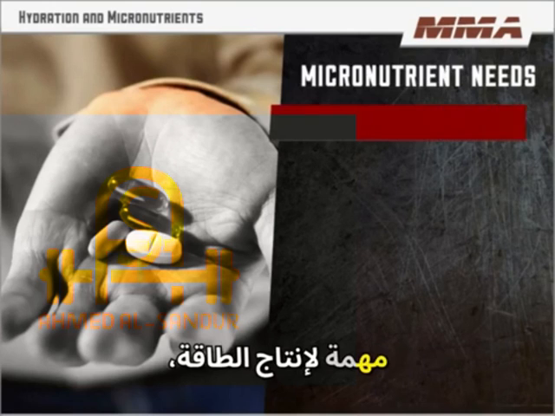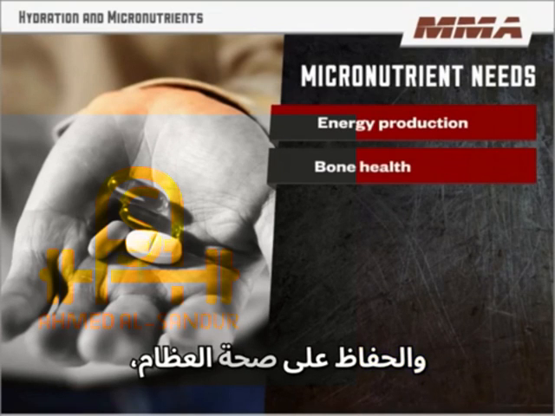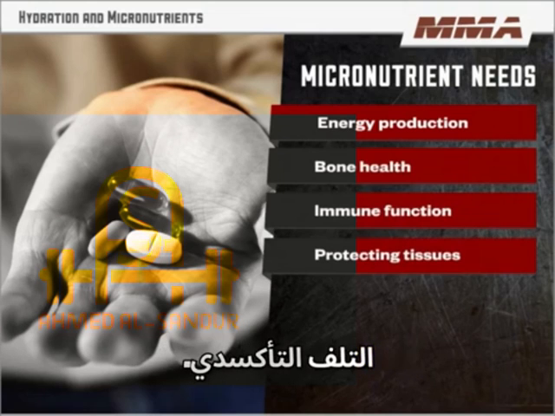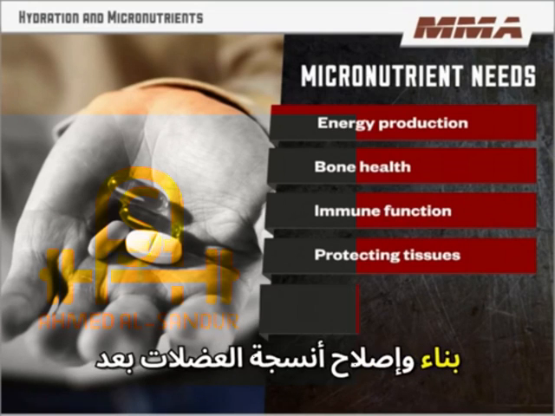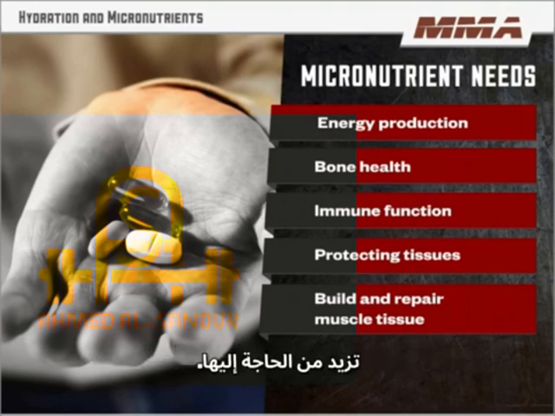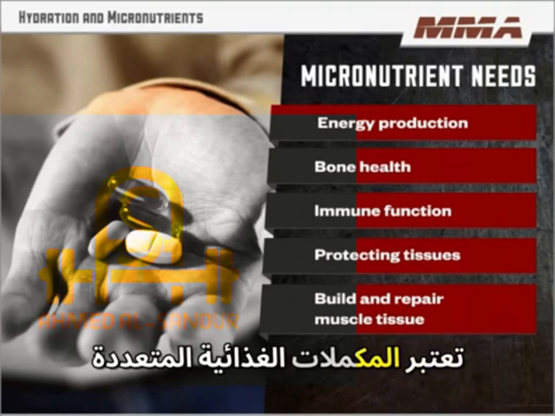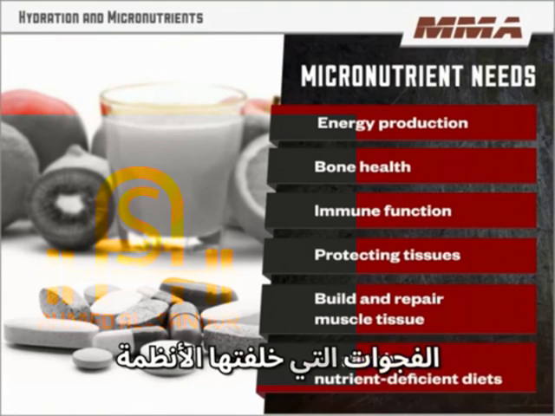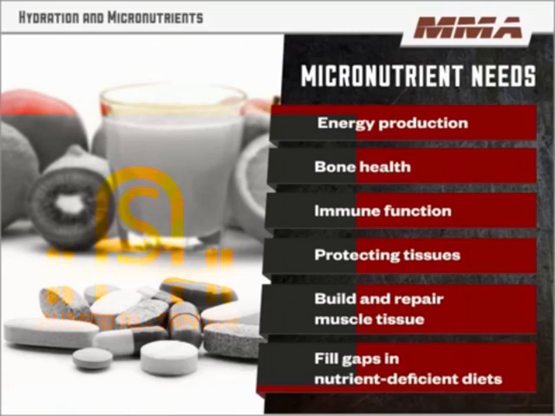Micronutrients are important for energy production, maintenance of bone health, adequate immune function, and the protection of body tissues from oxidative damage. Vitamins and minerals help build and repair muscle tissue following exercise, and exercise increases the need for them. A multivitamin and mineral supplement act as insurance and can help fill in the gaps left by nutrient-deficient diets.